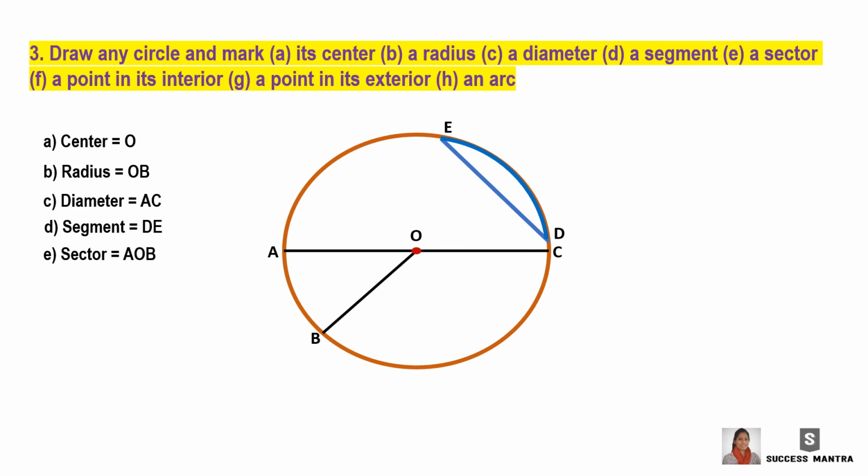Now a sector. We already have a sector here, AOB. That is two line segments joining to the center of the circle. So AOB is the sector. Now a point in its interior. So here F is the point in the interior. Now a point in the exterior is G. Now an arc. We already have an arc, DE.